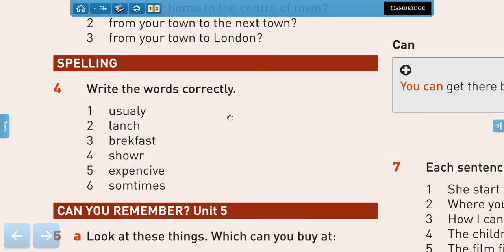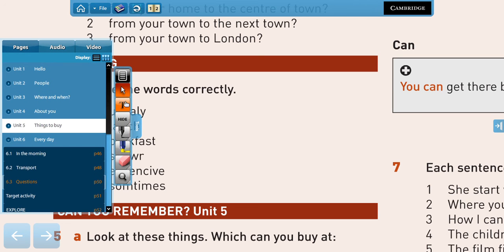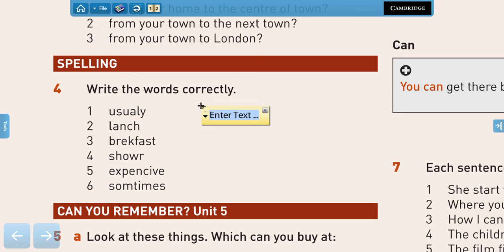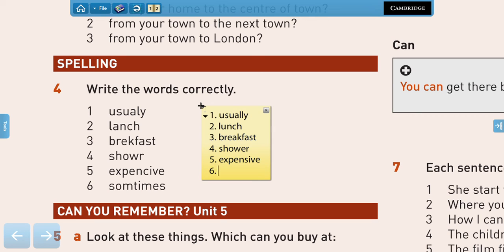Now let's check some spelling. Here we have some words that haven't been spelled correctly. So identify the mistake and write the correct word. Number 1, we have usually, lunch, breakfast. Number 3 is breakfast. 4 is shower, right? 5, we have expensive and sometimes.